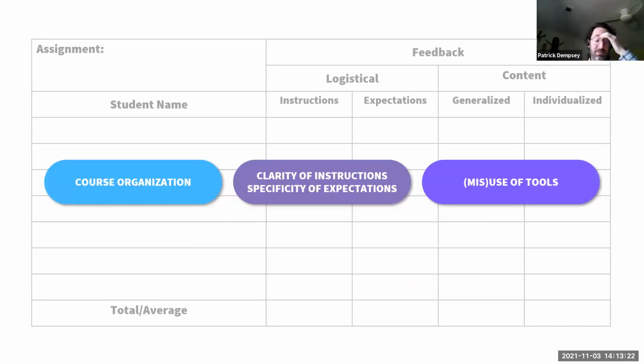Yeah, course organization, right? If the students actually don't know what to do. Clarity of instructions, specificity of expectations. And this can really come to the assignment type. And then technological limitations, like the misuse of tools. And so I want to talk about a couple things in terms of big picture and then really small picture, and that small picture I think will apply to a lot of these assignment types that we talked about, and how the challenge of large numbers can really limit our ability to give feedback.